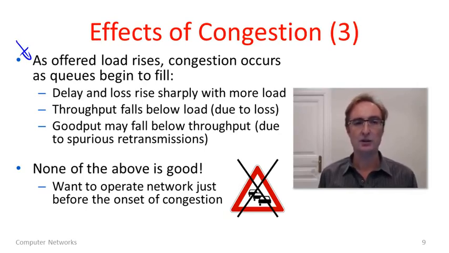Congestion occurs as the offered load rises and those queues start to fill. And it's bad. Delay and loss rise. They can both begin to rise sharply as the offered load gets close to the capacity. Throughput can also fall because of this loss, and goodput can fall even more if we're sending retransmissions many times, just trying to get packets through the network. This is all bad. So we would like to operate the network before we get to a congested state. We still want to be able to use all of the capacity of the network, so it's a bit of a dance to try and do this, to use all of the capacity yet not congest the network.